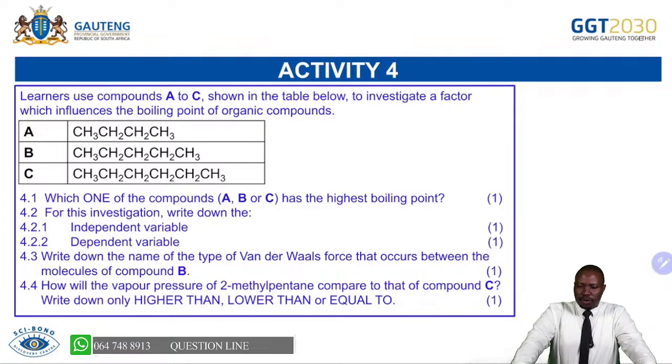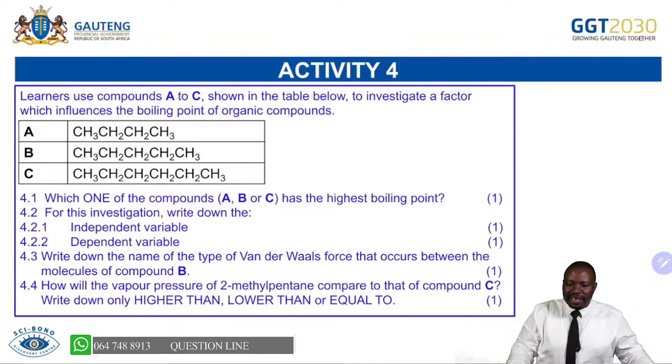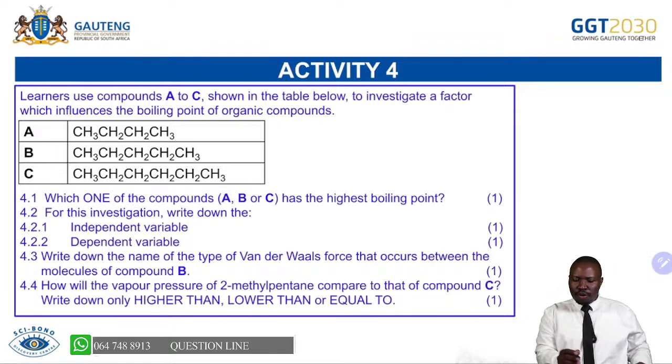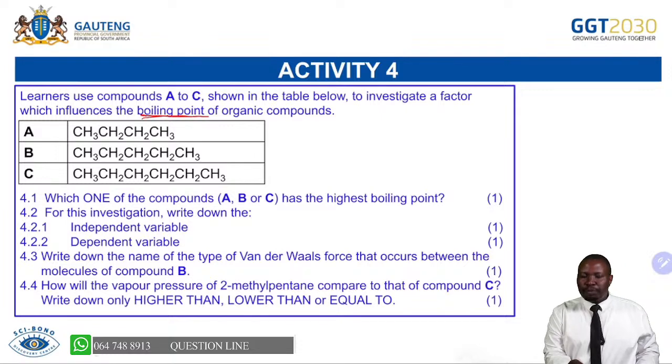Learners use compounds A to C shown in the table below to investigate a factor which influences the boiling point of organic compounds. Already you can see the first thing that you are looking at is, what are we changing? Already you know the dependent variable here is boiling point.